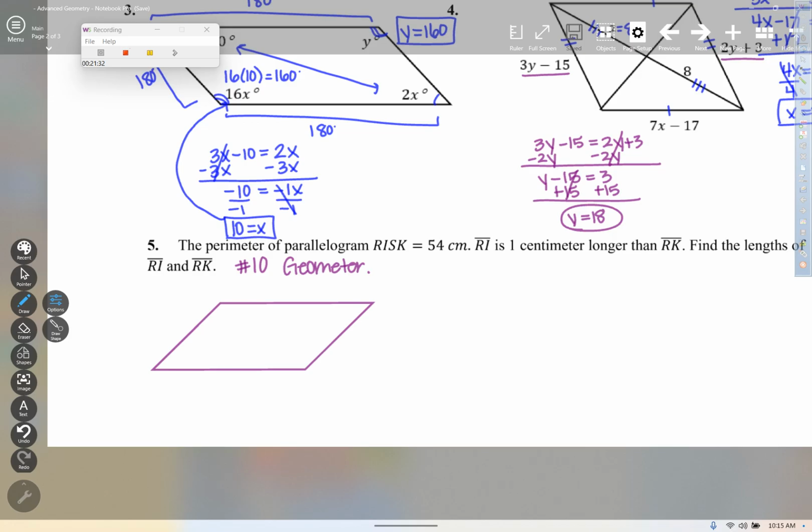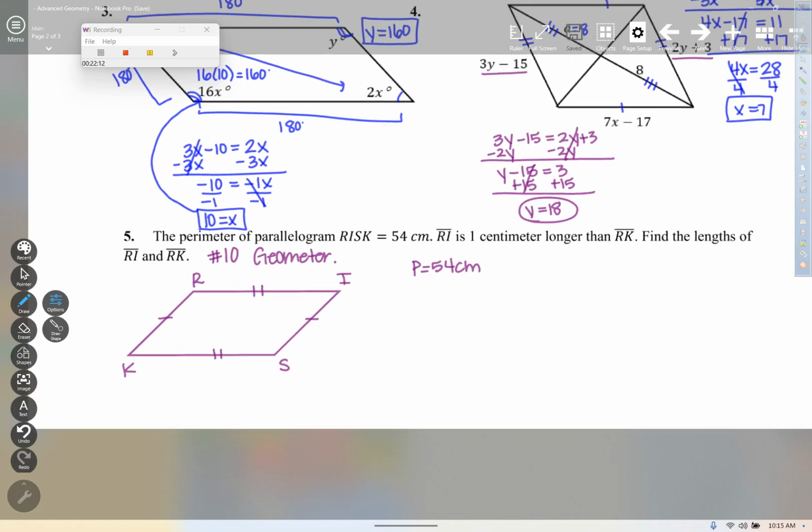So, it tells me the perimeter is 54 centimeters. What does perimeter mean? Does anybody remember? It means all of the outsides added together. Well, that's still kind of confusing, right? Because all we know is that opposite sides are equal, but it doesn't actually give us any of that information in the directions. All it tells us is that RI is 1 centimeter longer than RK.